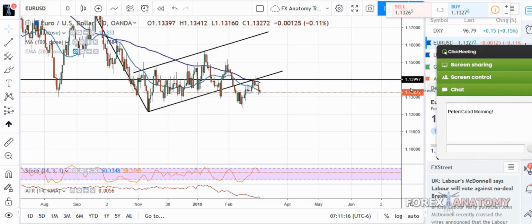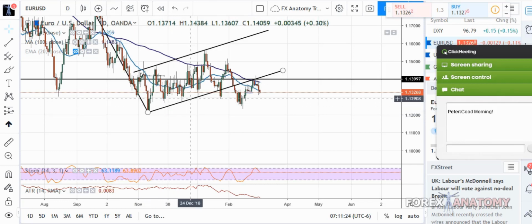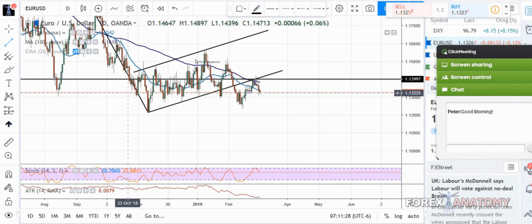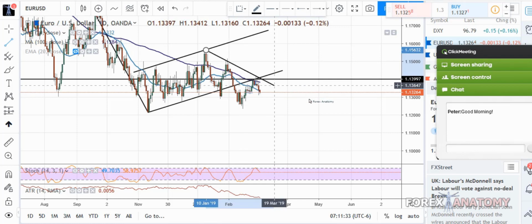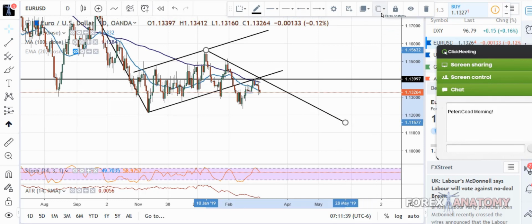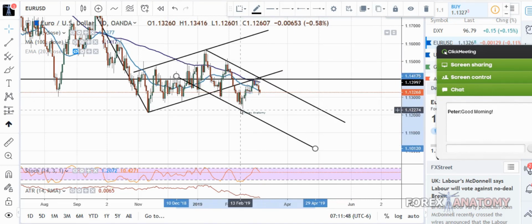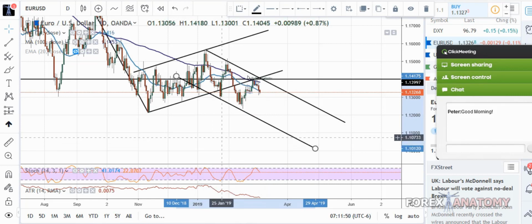right now we should be looking for opportunities to sell the Euro USD, and price switched from traveling within an ascending channel to now traveling within a descending channel on the daily. So now we have this descending channel that is forming. Let me clone this line. We have this daily descending channel that is forming right now, and price may fall lower and retest this descending channel support right now. So that's what we're expecting.